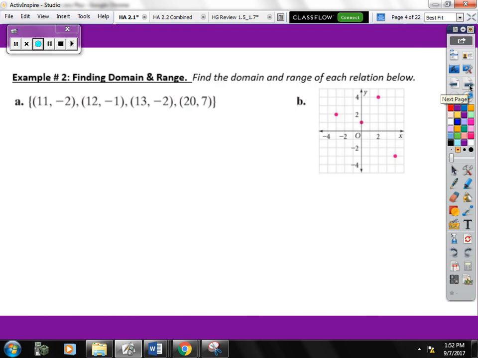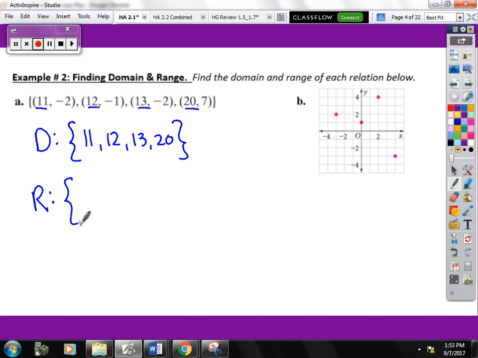Okay. Find the domain and range of the following relations. For the domain, we are going to list it in set notation, which is like a brace. Some of you are going to be really bad at drawing it. Just do your best. The domain is our x values, so that's 11, 12, 13, and 20. We list them in order from least to greatest, and we don't repeat any of the numbers if they would repeat. The range is the set of all y values. Now, if you notice, we have -2, -1, -2 repeats, so I'm not going to write it another time, and 7.